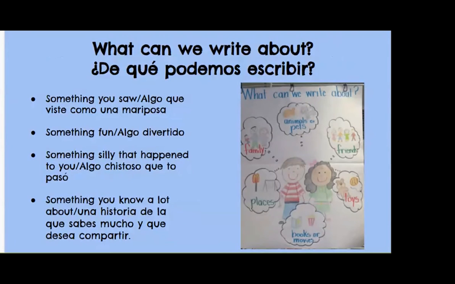There's lots of things that we can write about, okay? We can write about something that you saw that I thought was very interesting or funny, or something fun that you did or you saw that looked like fun, or something silly that happened to you. It could be something like, you went to sit in your chair and then you slipped off the chair and you fell on your bottom on the floor. It could be anything silly that you want to share with your friends, or you can write something that you know a lot about, okay? Something you know a lot about that you want to share with your friends, okay, in class.